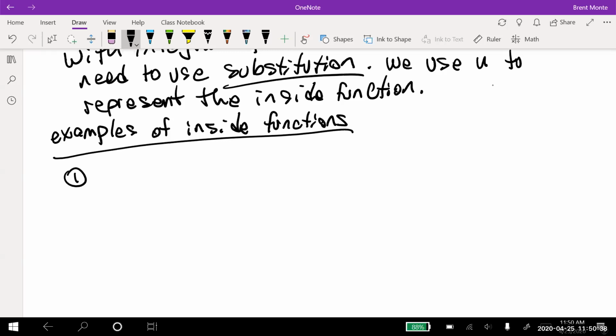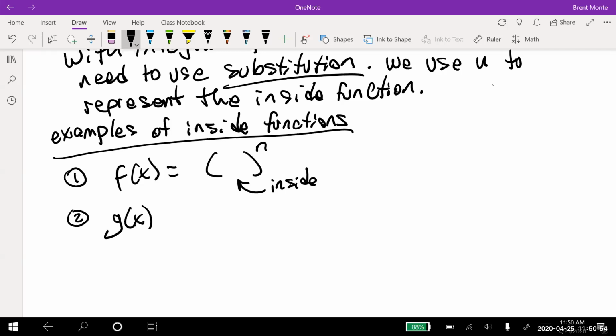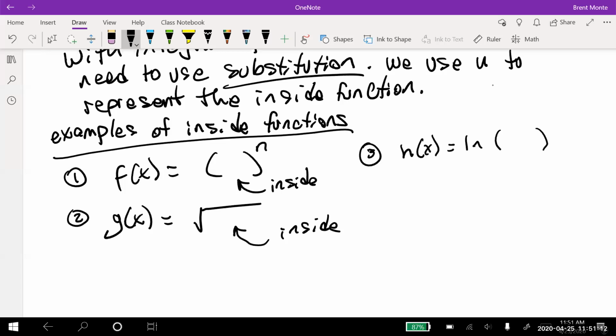So one, suppose we have f of x equals something to a power. Well, we know that something is the inside function. Suppose we had a square root or a cubed root or any radical at all. Whatever's inside here, that's the inside function. Let's do a couple more. Suppose I had h of x equal to the ln of something. You know what that something is? You're right, it's the inside function.